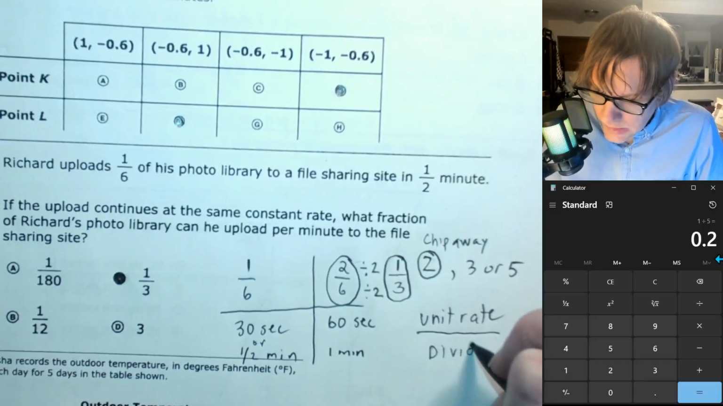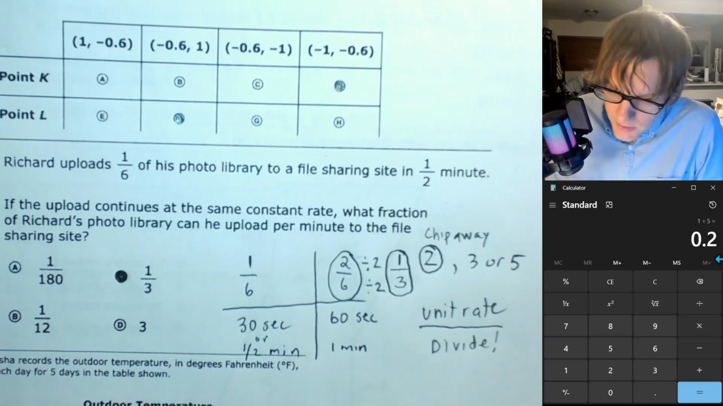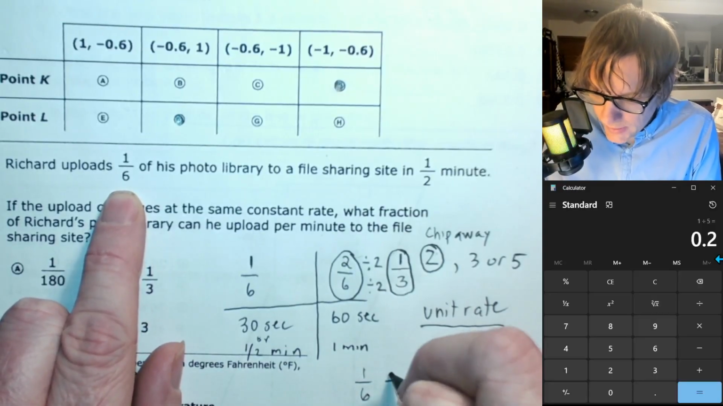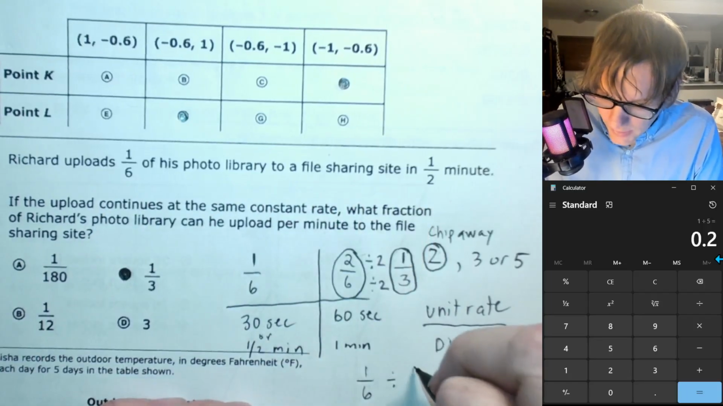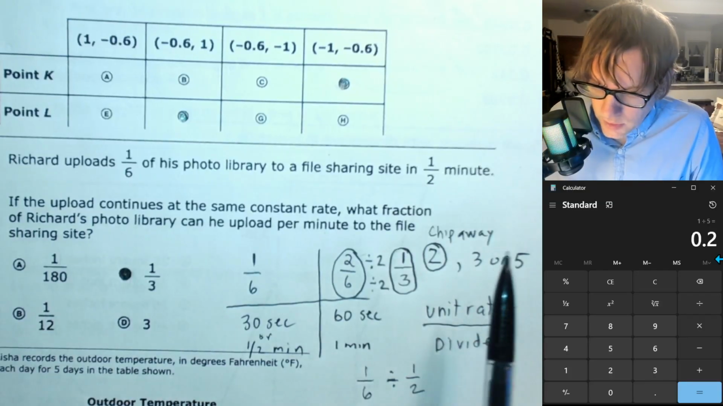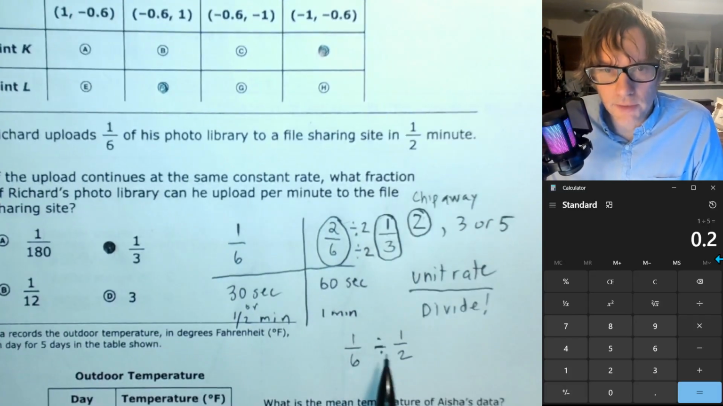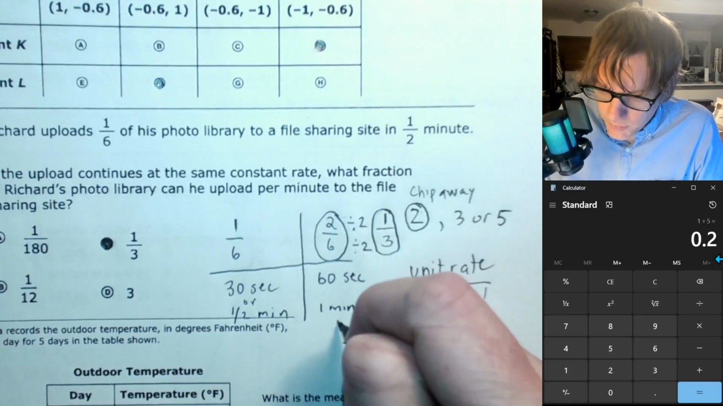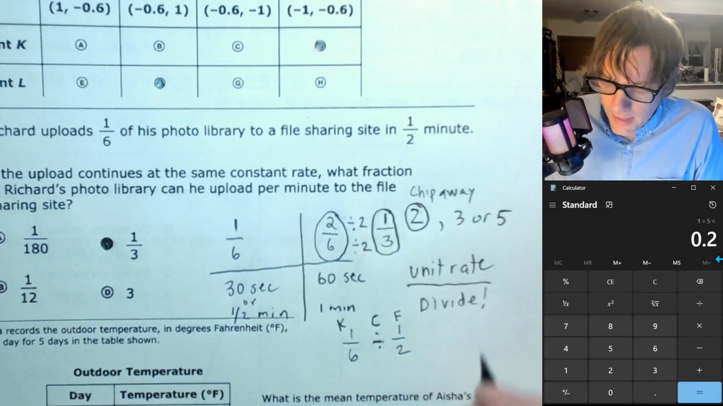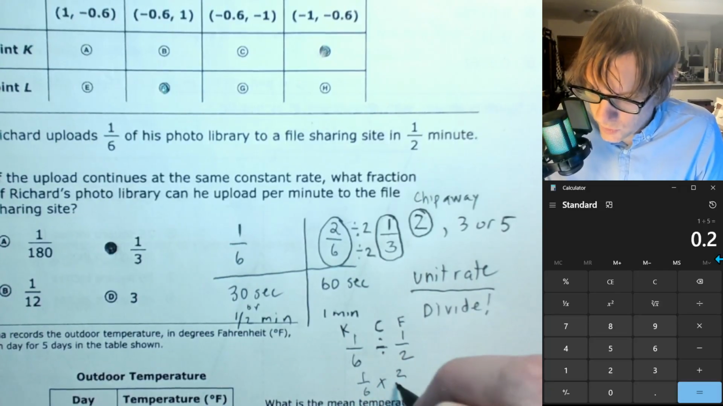All right. Unit rate means divide, and you have to have that memorized and remember that. So I'm going to start with my 1/6, and I'm going to divide by the 1/2, and that will change it to the 1 minute once I'm done dividing this. So I've got 1/6 divide 1/2. So I'm going to keep, change, flip. Keep that, change that to a times, and flip that 1/2. So now I've got 1/6 times 2/1.